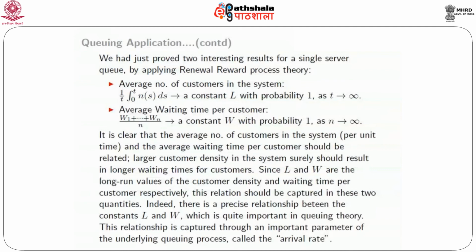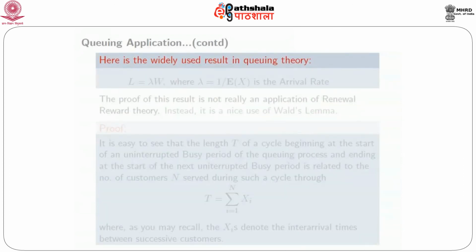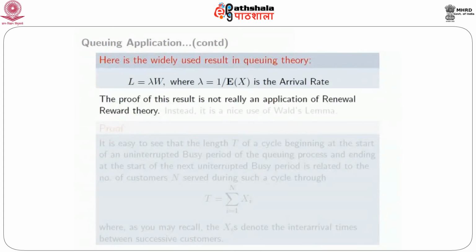Indeed, as expected, there is a precise relationship between the constants L and W, which is quite an important result in queuing theory, especially for making managerial decisions. This relationship is captured through an important parameter of the underlying queuing process called the arrival rate. So here is the widely used result in queuing theory: L equals lambda times W, where lambda is 1 over EX, 1 over the expected value of the typical renewal cycle. This is what is called the arrival rate.